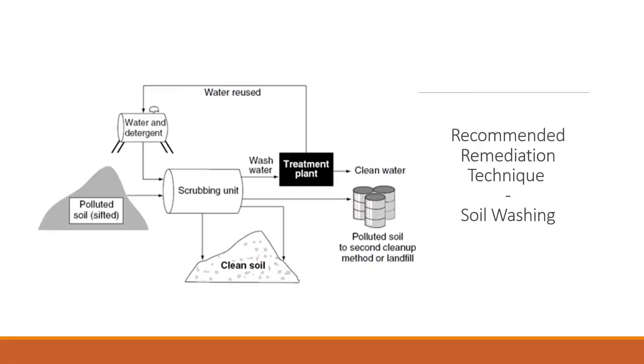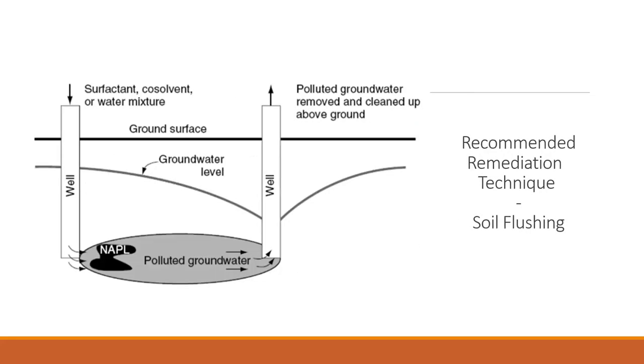Next slide, please. The second technique, soil washing, involves the removal and scrubbing of contaminated soil. This treated soil is then put back into the site. This usually only occurs in small areas due to its high cost. Next slide, please. The last technique was soil flushing, involving pushing liquid through wells into the soil and removing contaminants through other wells.